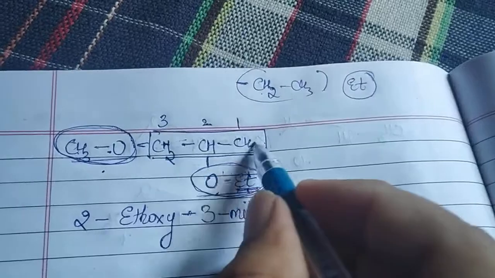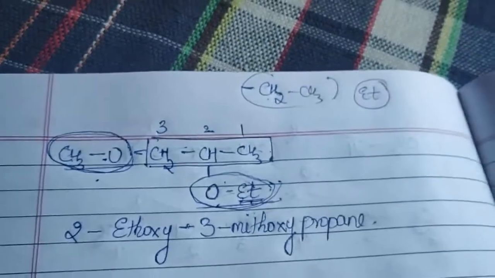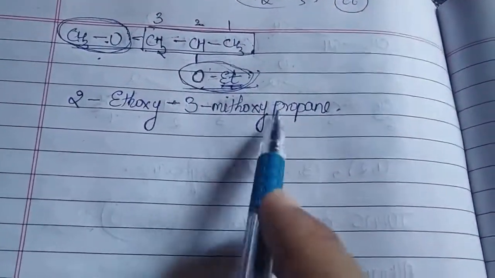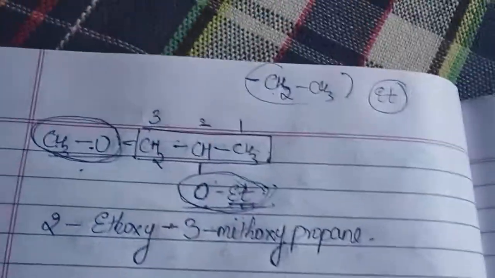Then normal parent chain propane. Are you getting my point? So this is the way of writing. So 2-ethoxy, 3-methoxy, propane. Now let us take somewhat more complex.